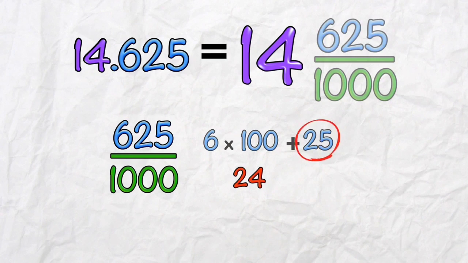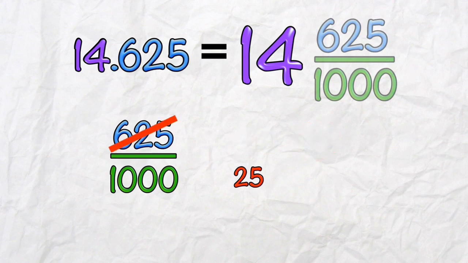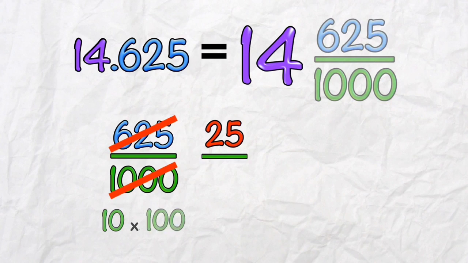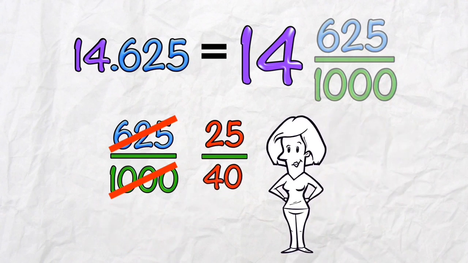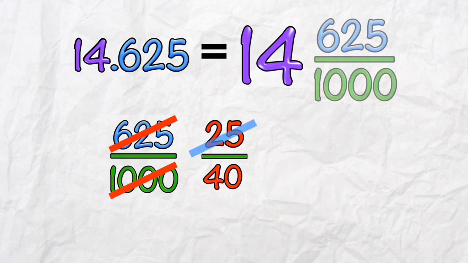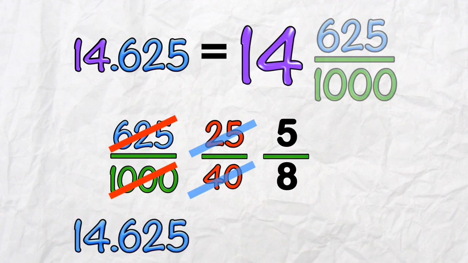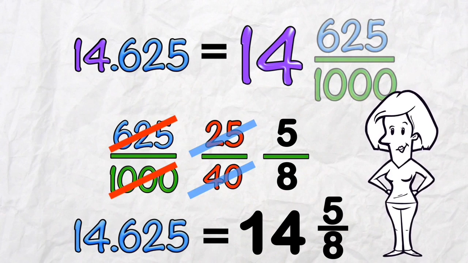Since we have one more 25 to include, we will get 25 in our numerator, and we can write 10 times 100. For each 100 we have 4 groups of 25, so we'll multiply 4 by 10. We get 40. So 25 over 40 can further be reduced by the 5 times table. So 5 times 5 is 25 over 5 times 8 is 40. So we can say that 14.625 is equal to 14 whole 5 over 8.